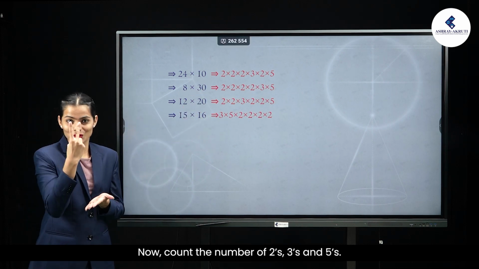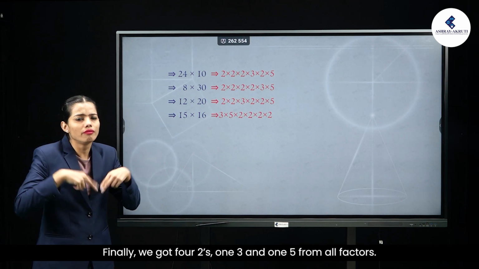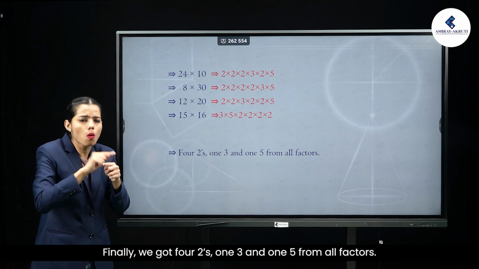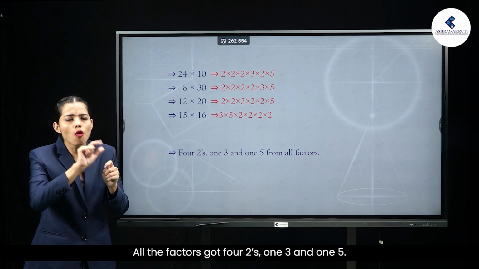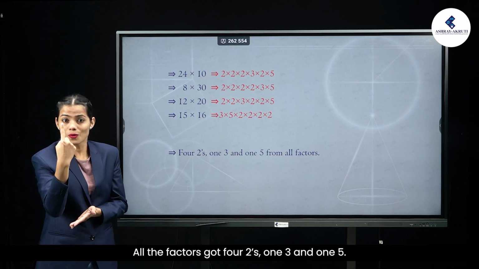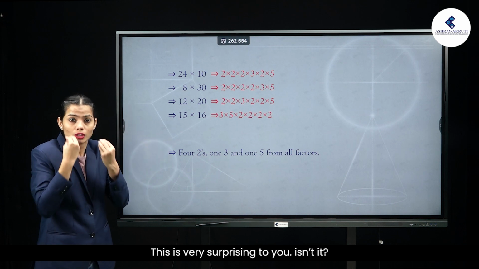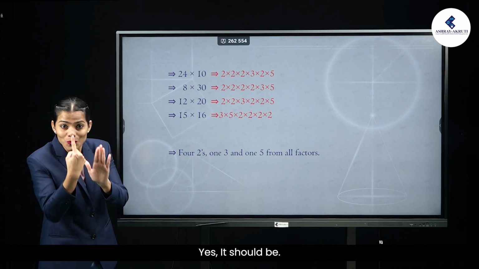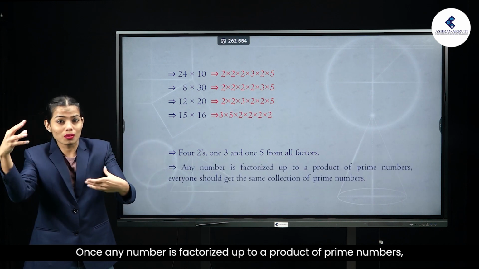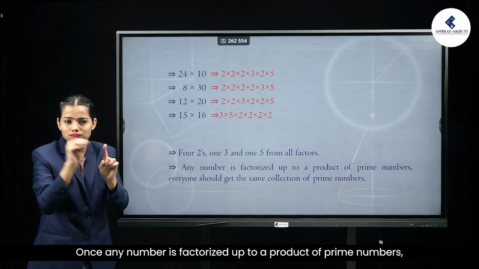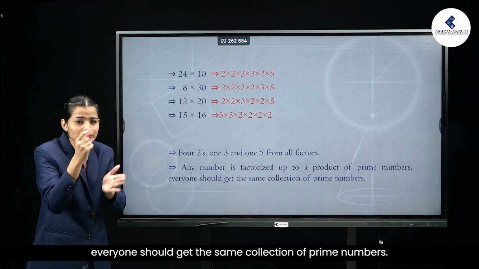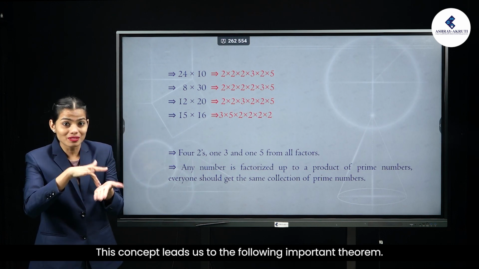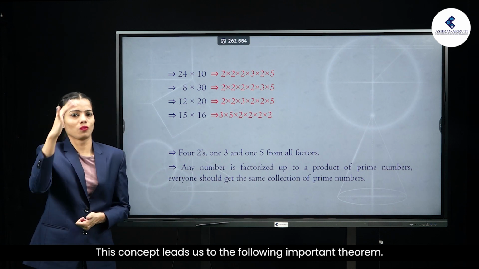Now count the number of 2's, 3's and 5's. Finally, we got four 2's, one 3 and one 5 from all factors. All the factors got four 2's, one 3 and one 5. This is very surprising to you, isn't it? Yes, it should be. Once any number is factorized up to a product of prime numbers, everyone should get the same collection of prime numbers. This concept leads us to the following important theorem.